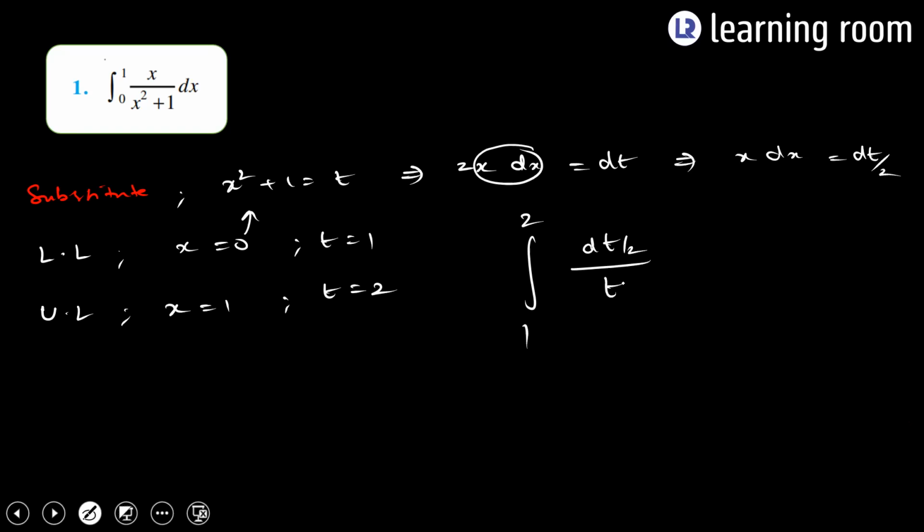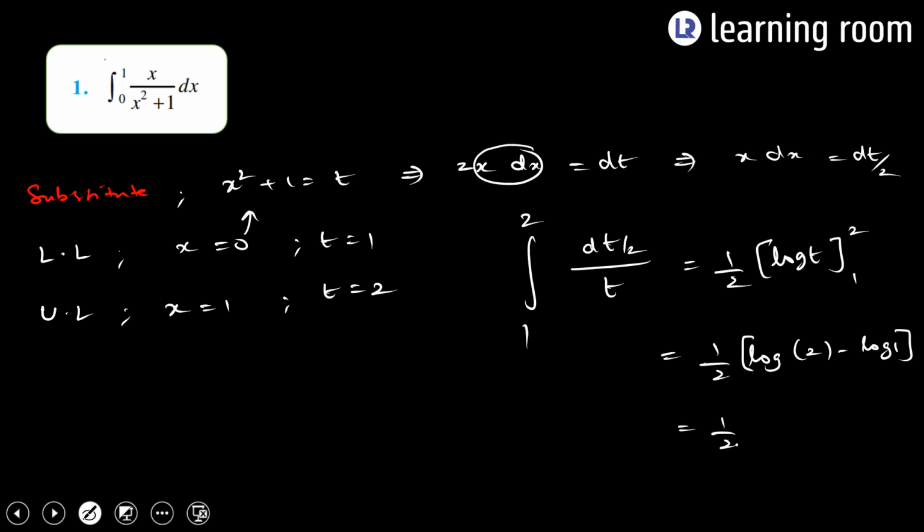So what will be the answer? 1 by 2 times integral of dt by t is going to be log t between 1 to 2. So this will be equal to half into log 2 minus log 1, or this is going to be half of log 2 because log 1 is how much? 0. So the answer will be log 2 divided by 2.